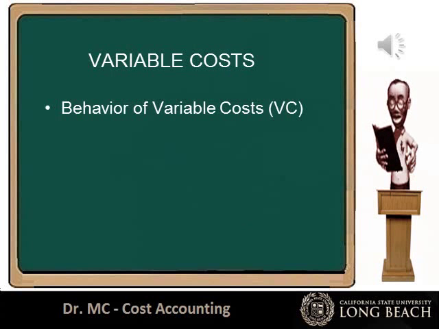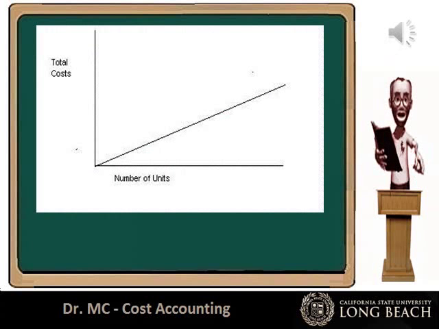Variable costs change as their associated cost drivers change. As you can see in this graph, the total costs are reflected on the y-axis, and the cost driver, which is the number of units, is shown on the x-axis. As the number of units goes up, the total cost of our baseball bat manufacturing operation also goes up.